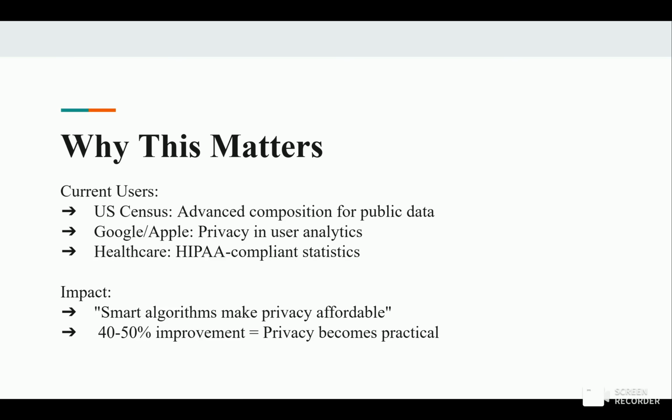So why does this matter? These techniques are used in practice. The US Census uses advanced composition for released statistics. Google and Apple use these methods for privacy-preserving analytics. And healthcare organizations use them for HIPAA-compliant reporting. Smart algorithms make privacy affordable, and a 40 to 50% improvement means privacy becomes practical.